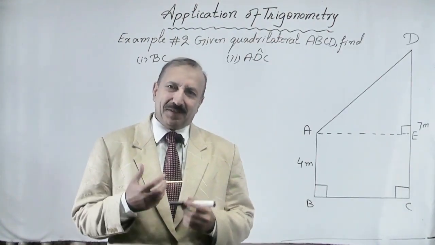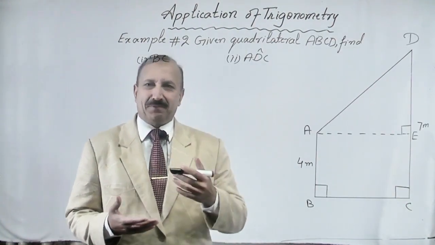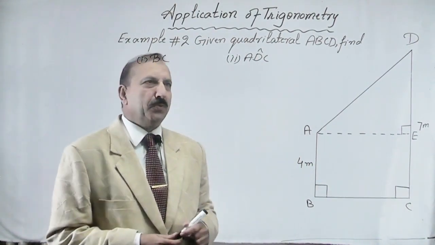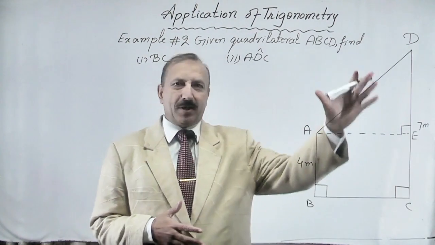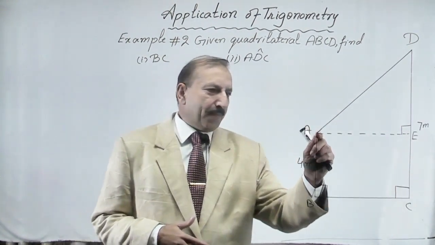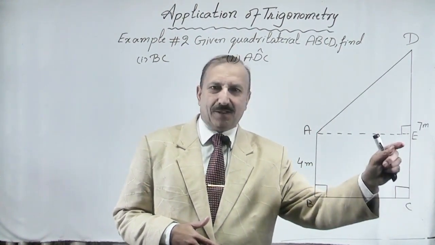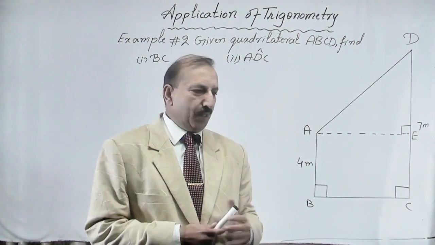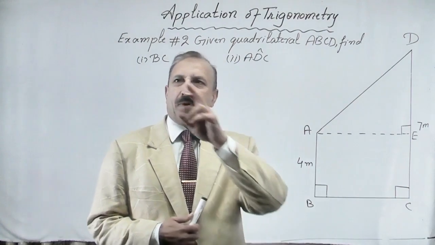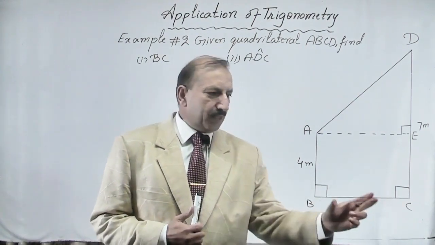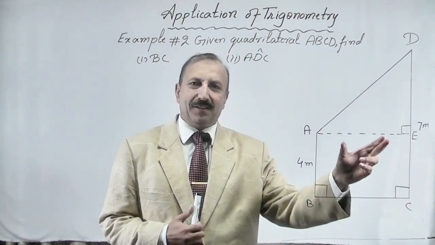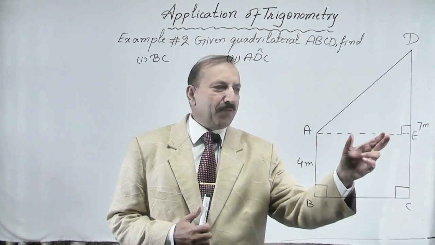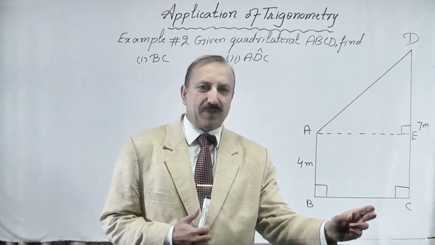Alright, my dear students, let's have another example in the application area of trigonometric ratios. This is example number 2, in which we have this quadrilateral. This A to E, I have constructed this side. The question is, we are supposed to find BC in part number 1. This BC is equal to this AE, which I constructed as a dotted line. If we succeed in finding this, this will be equal to this one.